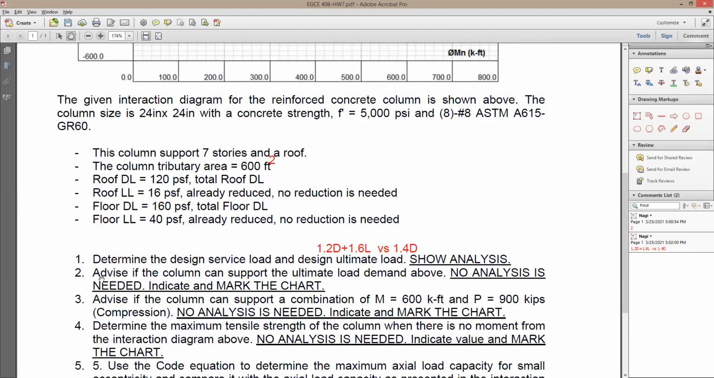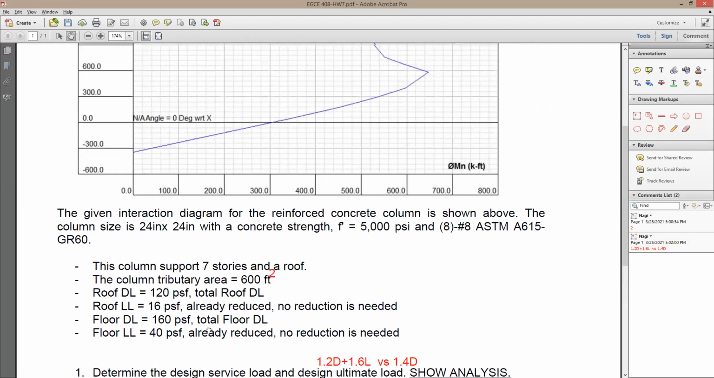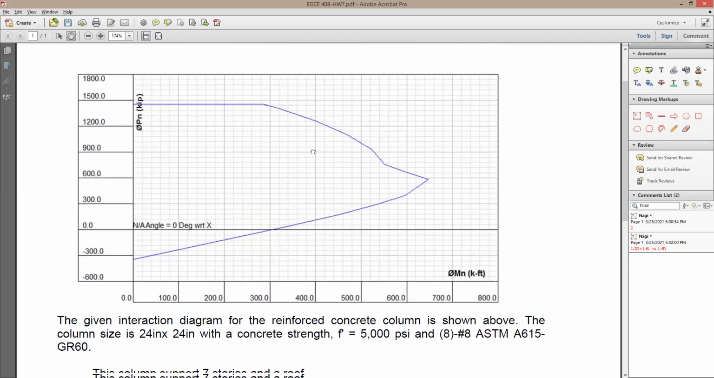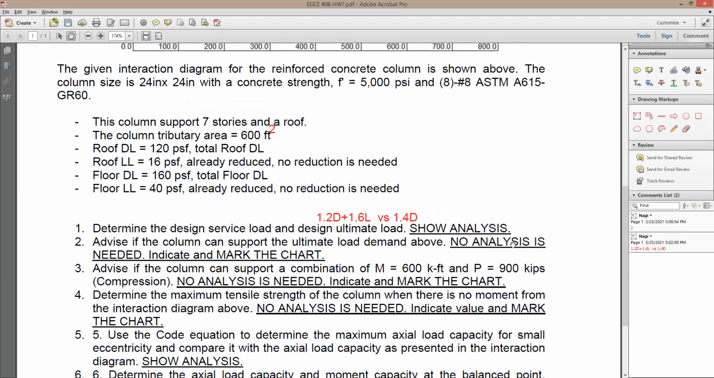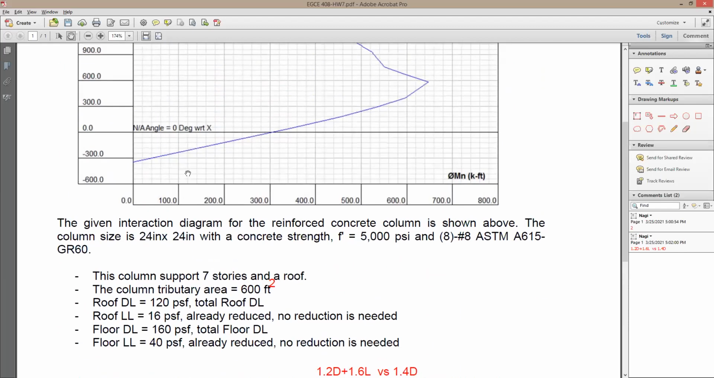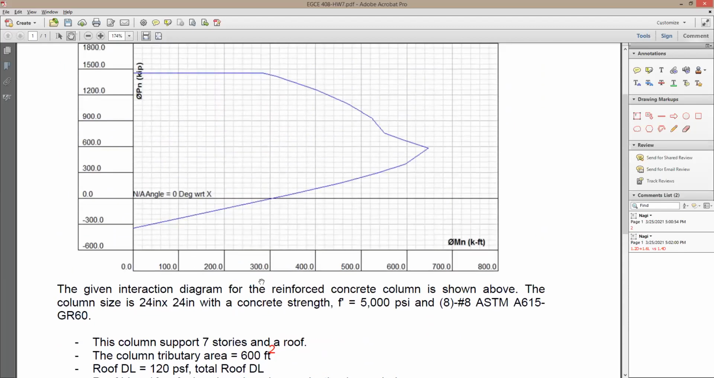In the second problem, it says advise if the column can support the ultimate load demand above. You see, there is no moment, which means it's going to be only axial load. And then it says no analysis is needed. You're not going to be running the code equation for the axial load. You don't do Ag and As and Fy, and I don't want you to do any of that. I'm just telling you, we have done this for you already.